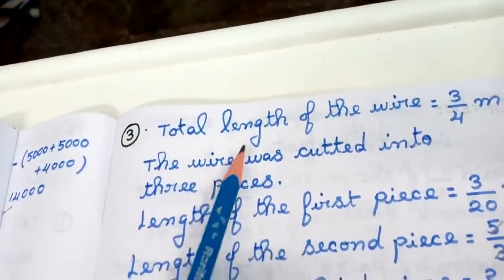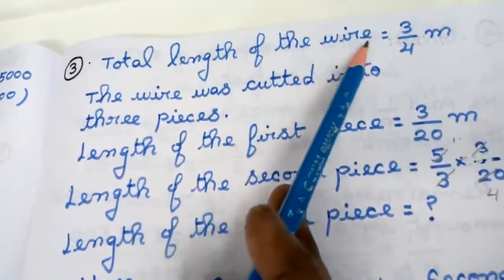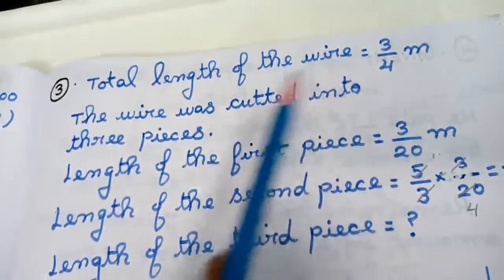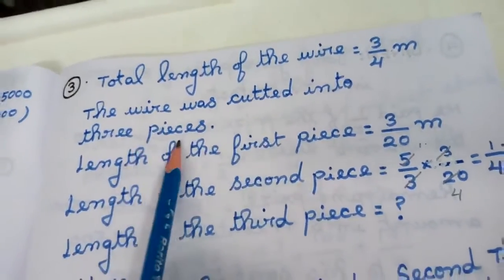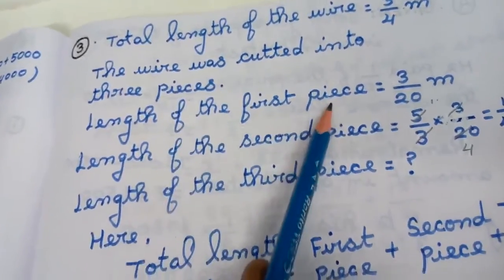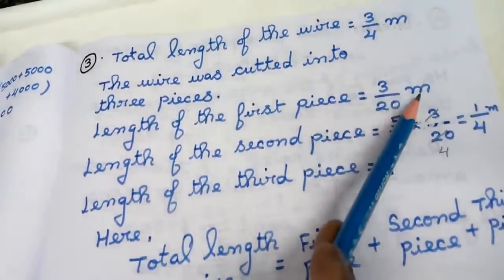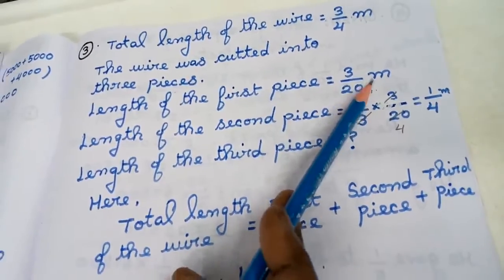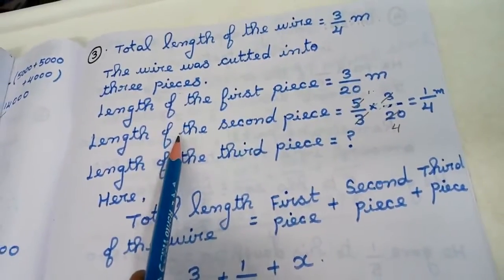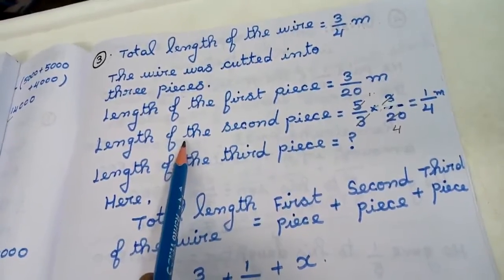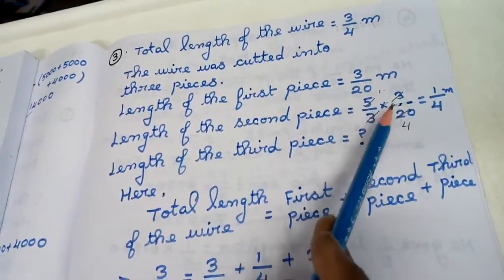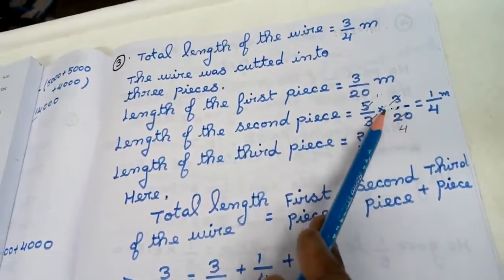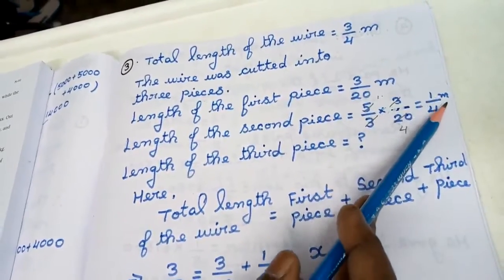The total length of the wire is 3 by 4 meter. The wire was cut into 3 pieces. The length of the first piece is 3 by 20 meter. For the length of the second piece, they have given the statement that it is 5 by 3 of the first. So 5 by 3 into 3 by 20. If you calculate, you will get 1 by 4 meter.